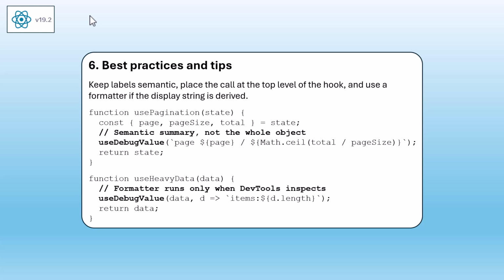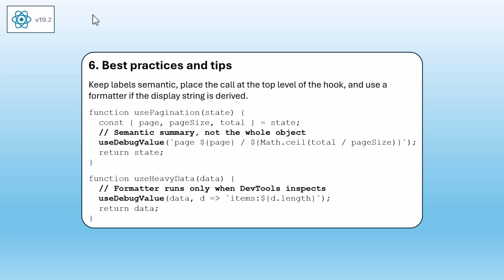Keep the debug label meaningful. The value you pass should reflect the semantic state of the hook, not just raw data. For example, instead of passing an object with 1,000 fields, pass the key logical outcome, such as connected versus disconnected. If you supply a formatter, ensure it's efficient and decisive in its output, because DevTools may call it when inspecting.